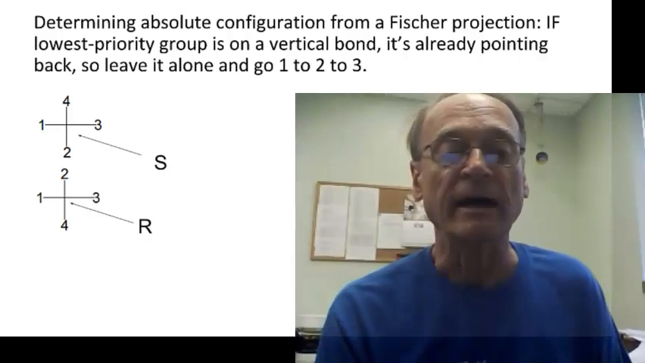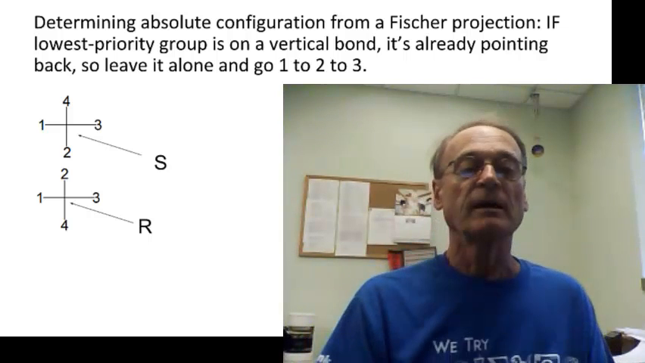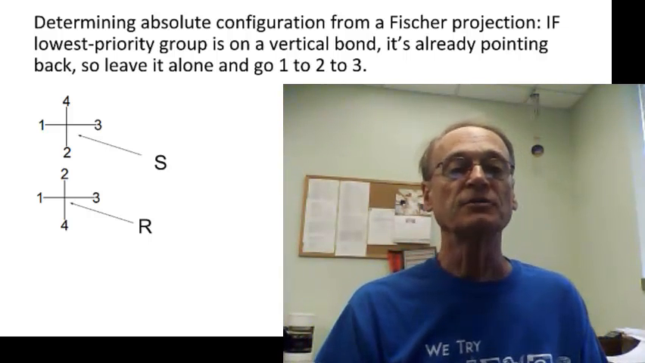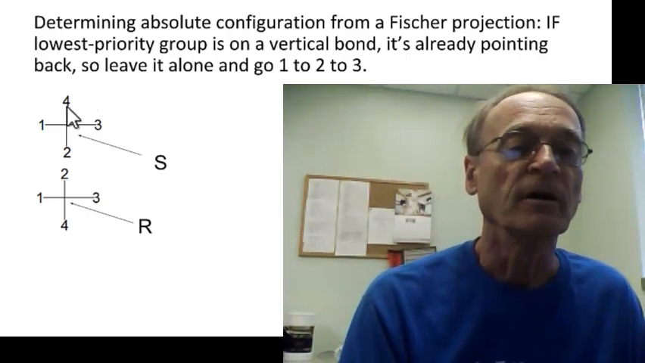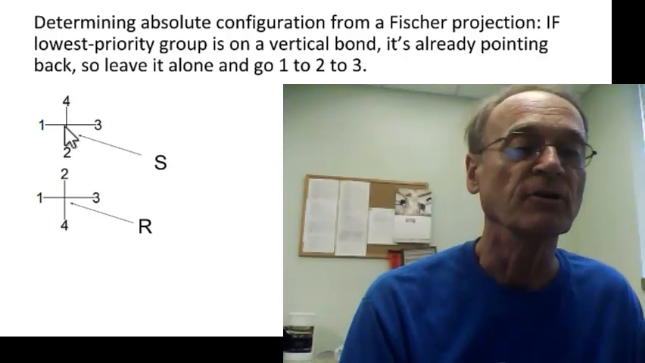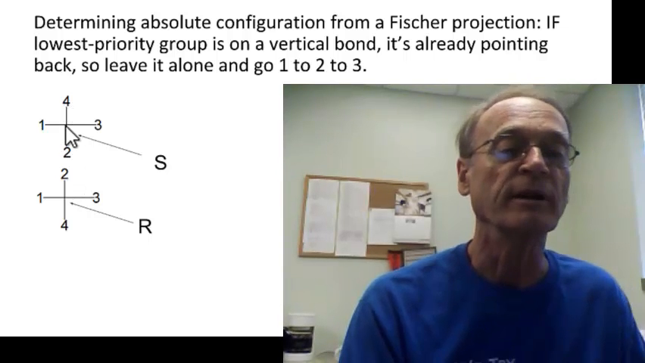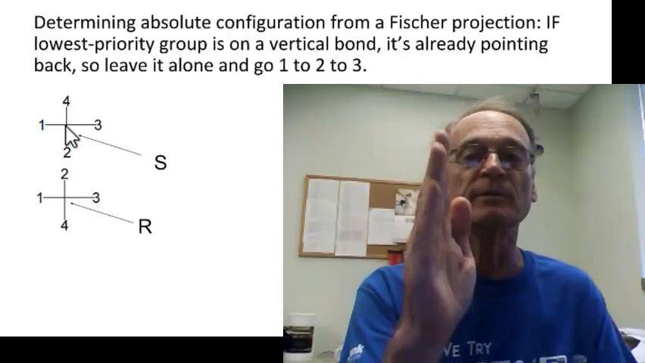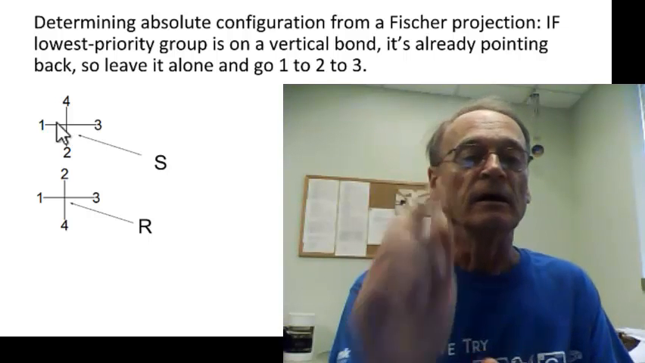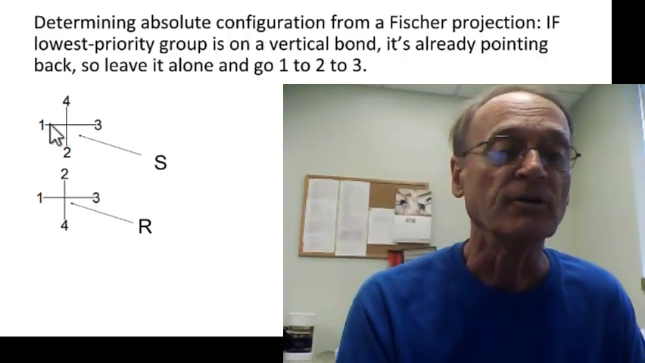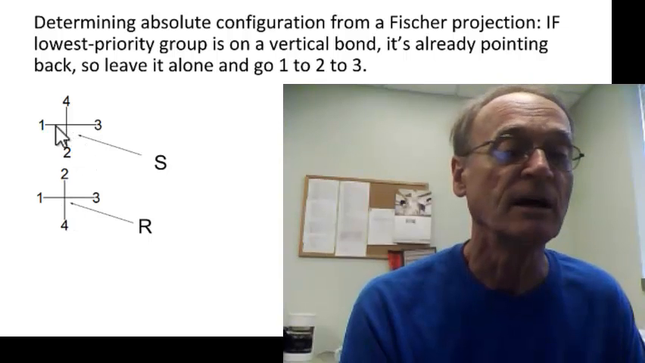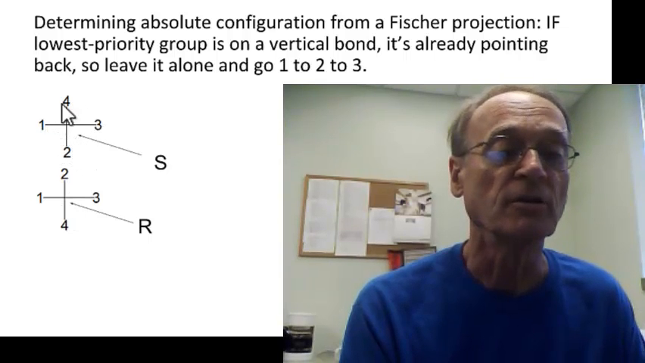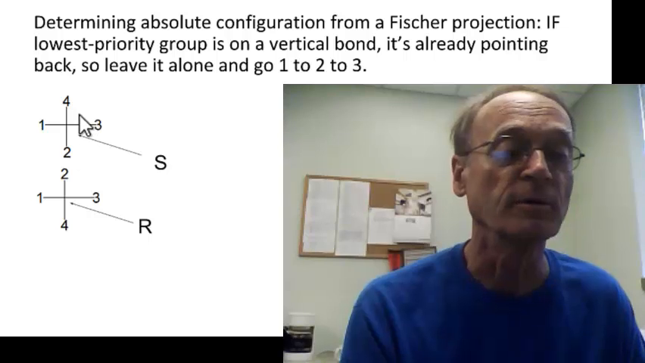Okay, now, what if we have a Fischer projection? Can you determine R's and S's on a Fischer projection? And the answer is yes. Notice in this case, the lowest priority group, the number 4, is on a vertical line. And remember, in a Fischer projection, if it's vertical, that means it's going away from you. So these 2 are dotted lines, these 2 are wedges. If it's on a dotted line, in other words, if it's either pointing straight up or straight down, as in this case, then it's easy. Just go from 1 to 2 to 3 around the central carbon, 1 to 2 to 3.